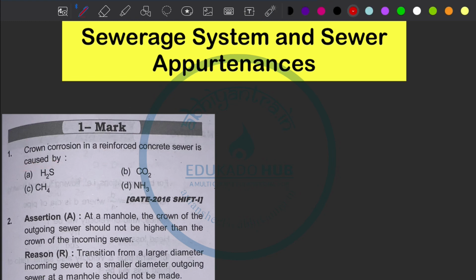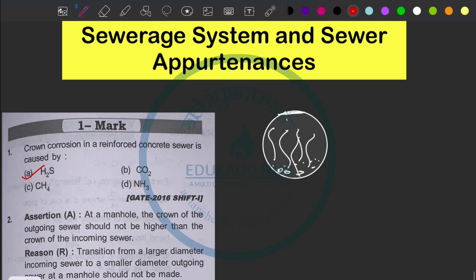Any corrosion is caused by, if let's say this is your sewage cross section, this is your crown. So crown corrosion is caused by the toxic fumes which are generated because of the microorganisms that are present in the sewage. So those toxic fumes create corrosion in the crown. So that is done by the H2S. So the toxic fumes are of H2S. Let's move on. Next question, which is question number 2.